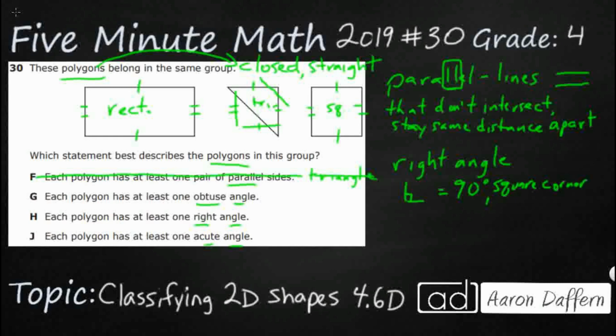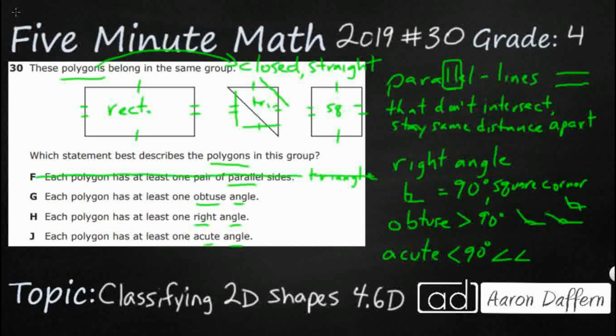So obtuse, which is what we're looking at in G, is greater than 90 degrees. That's all it is. Any angle greater than 90 degrees. So some examples kind of might be like this. It could also be like really, really big, or it could be just like barely above 90. Any of those work as long as it's greater than 90. So our acute, that is less than 90. So we're looking at smaller than 90 like this.